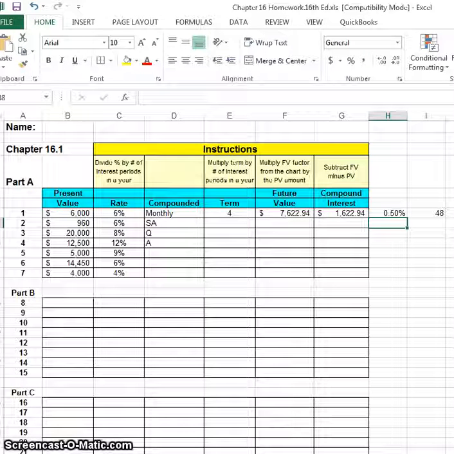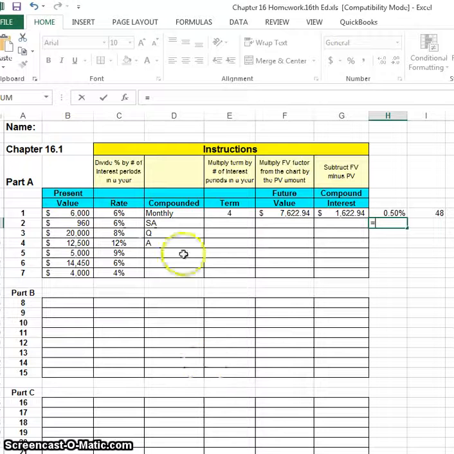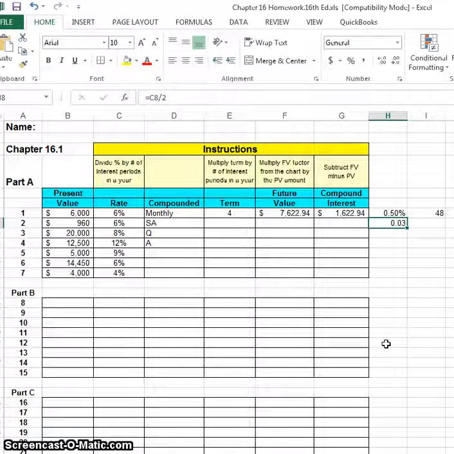The next one is semi-annually, so that will be 6%. But now we're not dividing by 12 anymore, we're dividing by 2, because semi-annually is twice a year. Again, change it to a percent, add a couple decimal places to make sure it comes out even, and look back in your textbook then on page 317, and you'll see that we have 11 years.